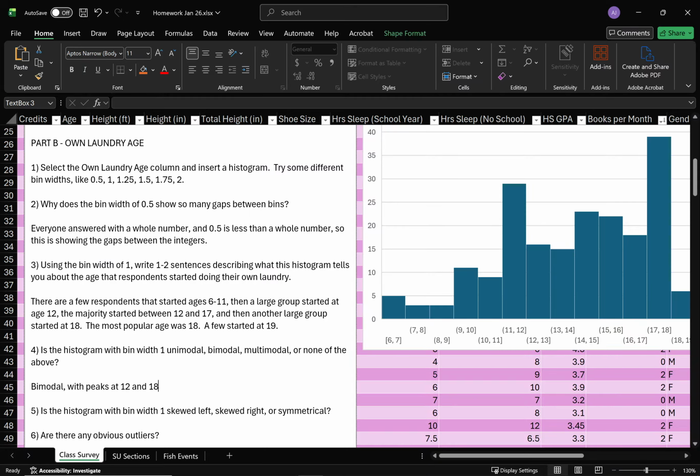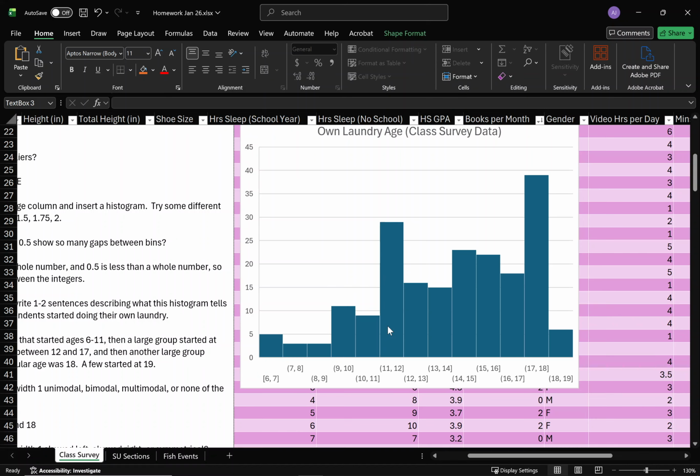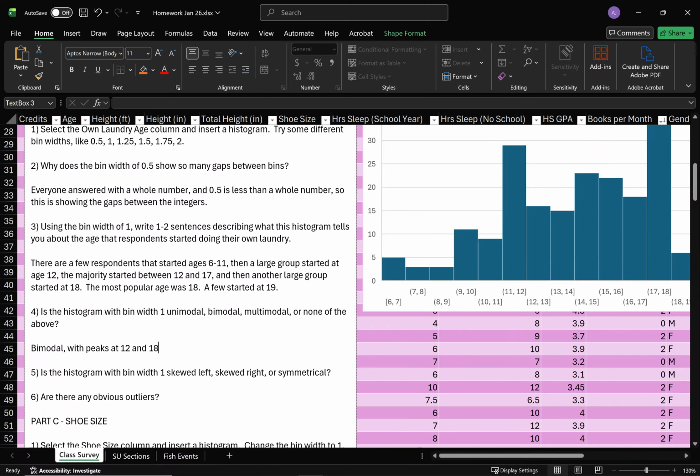So it has tails. It has a left tail here, and it has a very short right tail over here. So the longer, fatter tail is to the left. So that is skewed left.